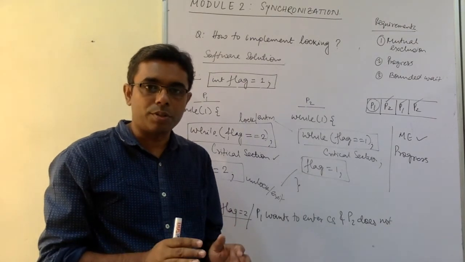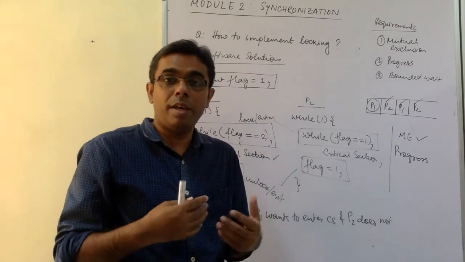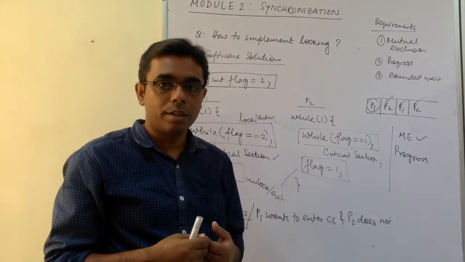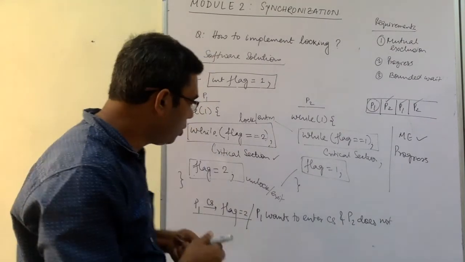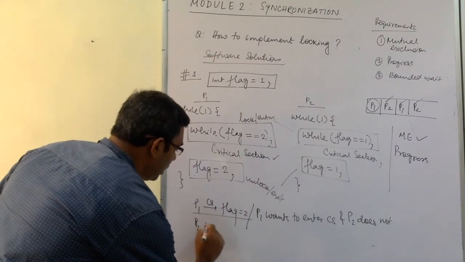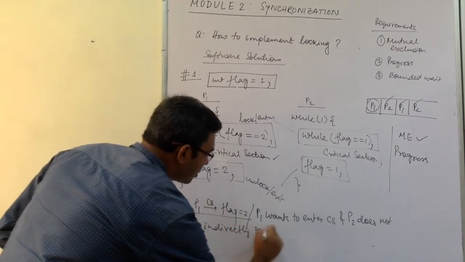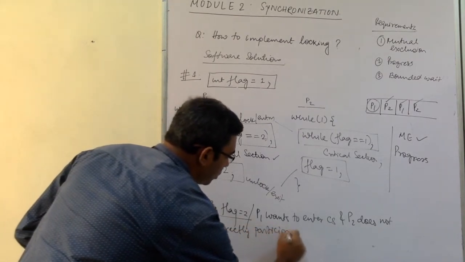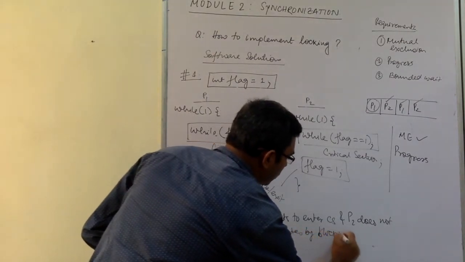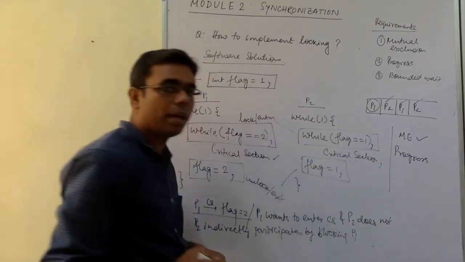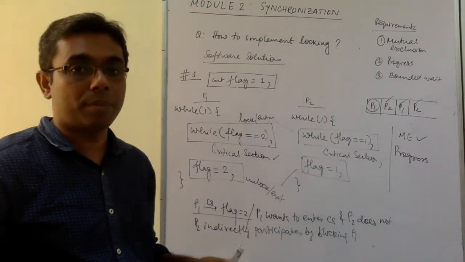P2 is a process that does not want to participate in the decision making of critical section entry, but it is indirectly taking part. So P2 indirectly participates by blocking P1, and this is what should not happen.